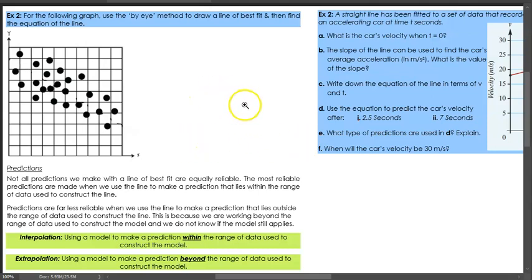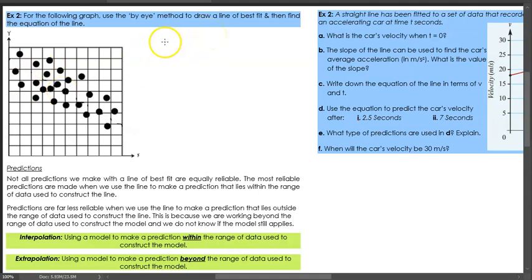This is part 2 of the 6G3. From the previous example, we were looking at the line of best fit. And now for this example here, we're going to use a line of best fit on this graph here by using the by eye method.